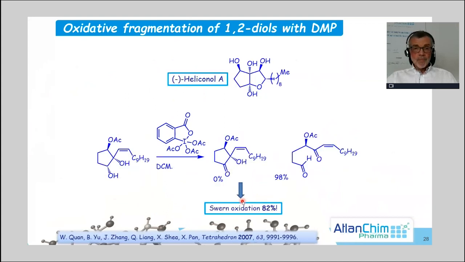For example, in the total synthesis of this natural product containing an unusual reduced furanocyclopentane unit here, treatment of this cyclic diol with Dess-Martin's reagent gave this oxidative cleavage product in almost quantitative yield. Only Swern oxidation of this cyclic diol provided the desired hydroxy ketone here in around 82% yield.